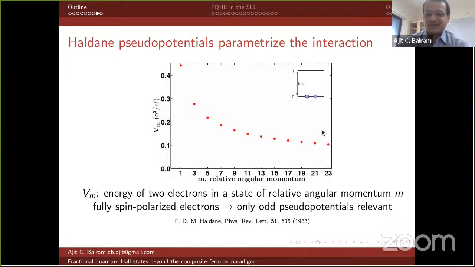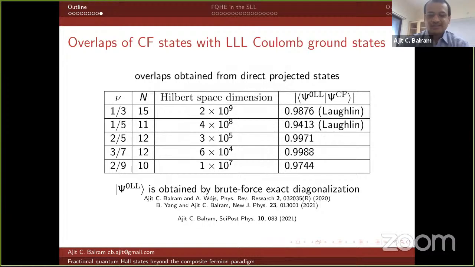Okay, with this, we can now check how good the composite fermion states are. Here are some overlaps of the CF states with brute-force diagonalization of the lowest Landau level Coulomb problem. The Hilbert space that we can access is about 2 billion. One can look at the overlap for, say, the Laughlin state, and it is almost unity, 0.9876. If I just pick a random vector in a Hilbert space of about 2 billion, the overlap is going to be essentially 0. But here the overlap is essentially unity, which tells you that the state is fairly well captured by the variational ansatz. This is true also for other CF states, for example at 2/5, 3/7, and so on.